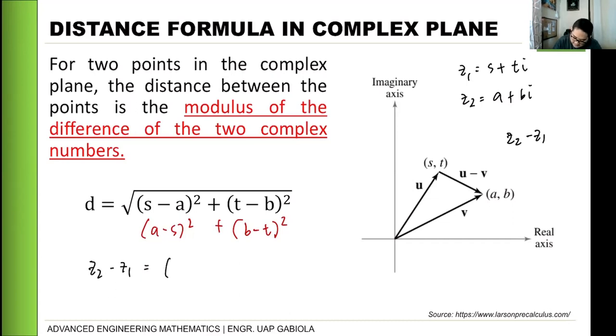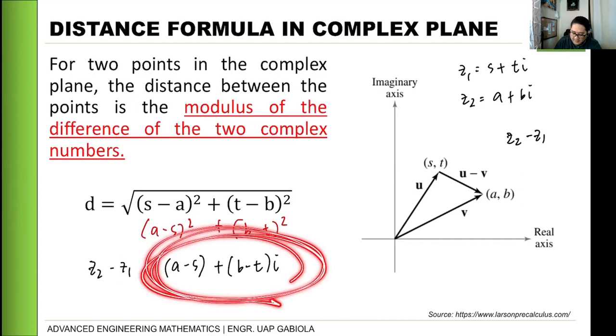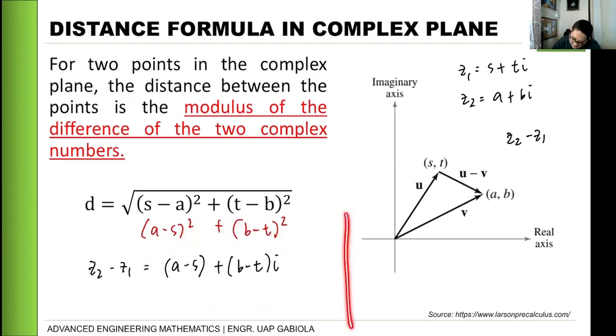Okay, so we have A minus S, and then plus B minus T i. So ito yung bagong complex number natin, and then pinapakuha yung modulus niya. Kapag pinlot niyo yan ulit, yung A minus S na yan will be somewhere, ito na yan. Yung A minus S natin yan ay ito, and then ito yung ating B minus T. Then kukunin lang natin yung kanyang modulus o yung Pythagorean ulit niya. Yun yung equivalent ng distance natin.